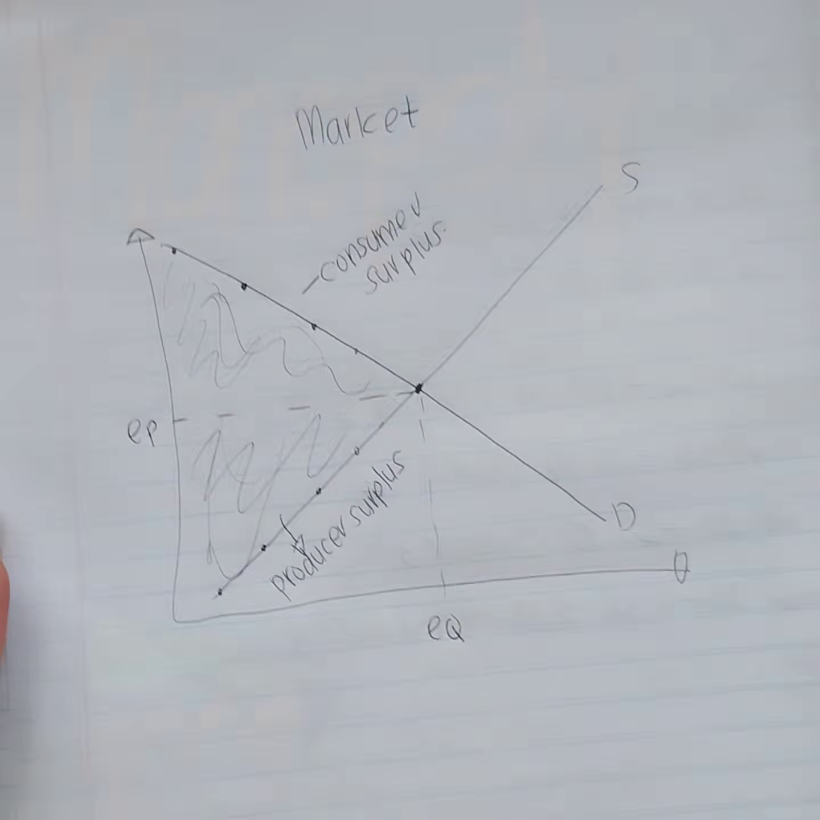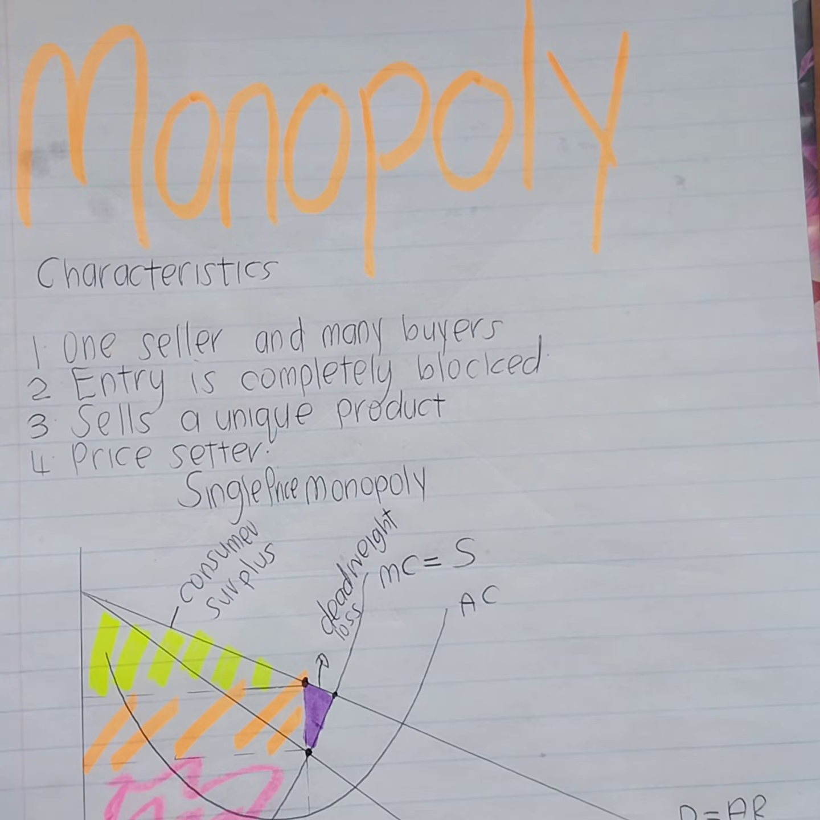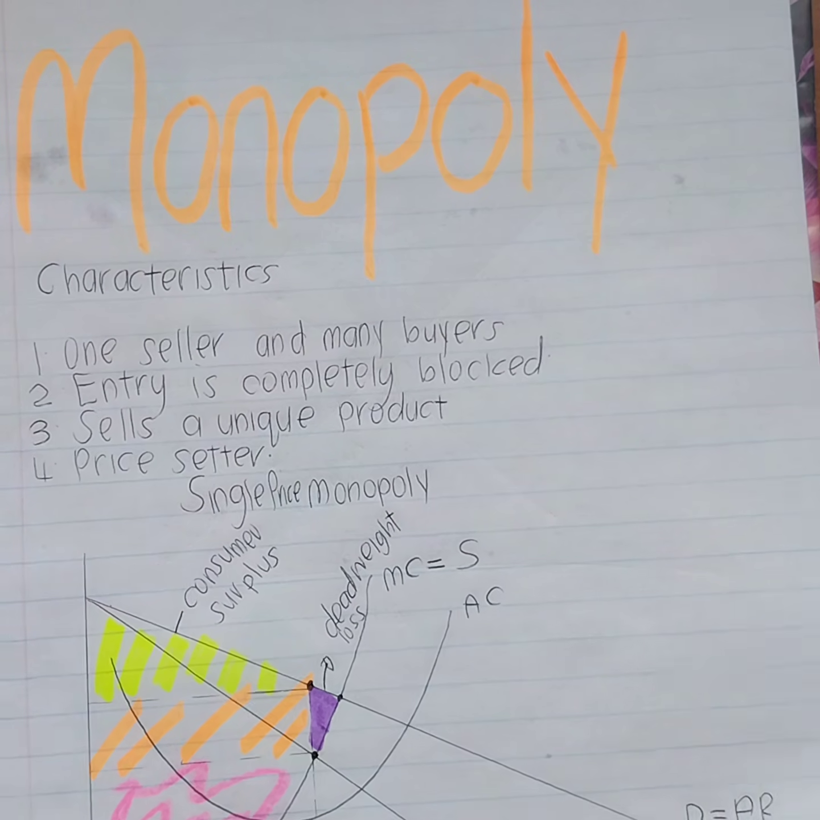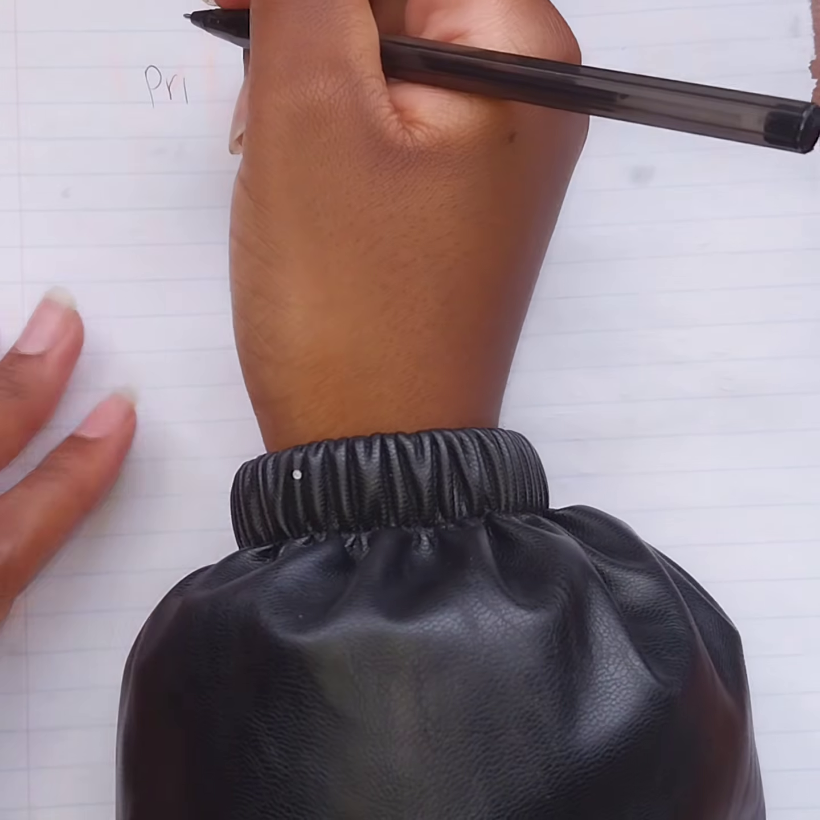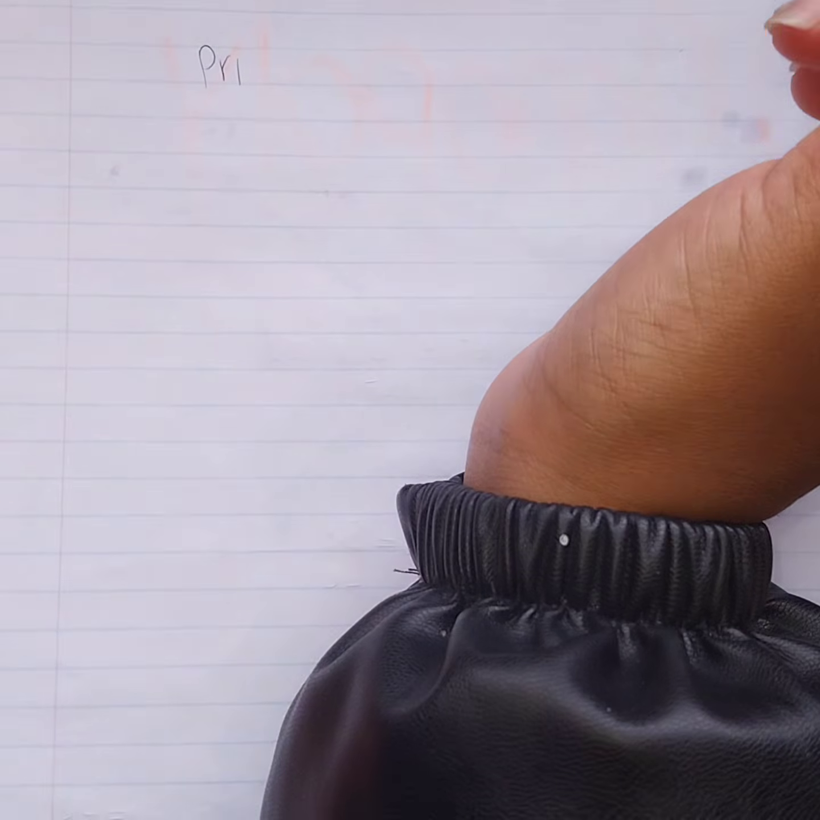Okay, so now that you understand what consumer surplus is, let us now come back to our discussion of a monopoly, right? So remember that a monopoly is like a market where there's only one seller, right? So let's look at what a price discriminator monopoly does.